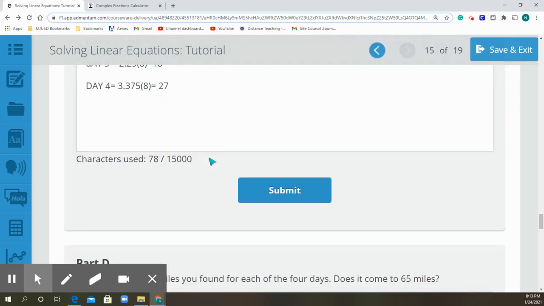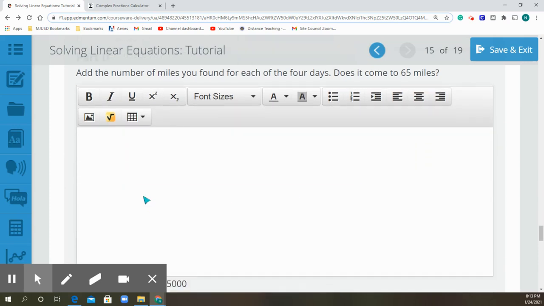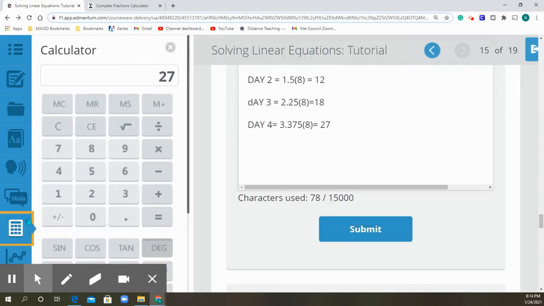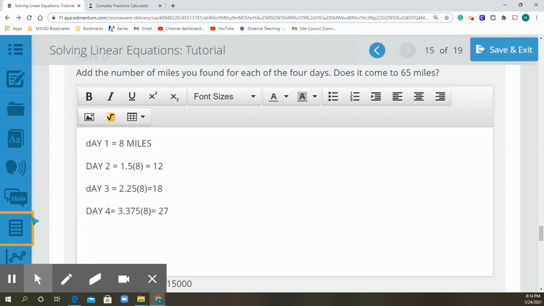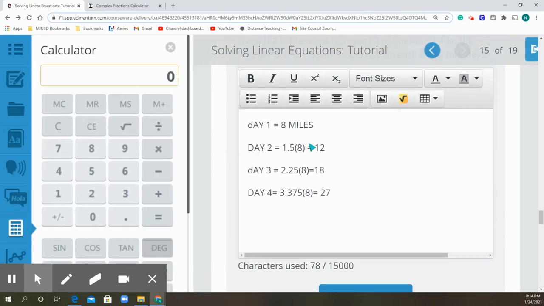So, there you go. Now, add the number of miles you found for each of those 4 days. Does it come out to 65? That's our check. Now, I don't know about you, but I cheat a little bit. I'm going to use the calculator. Hey, Siri, what is 8 plus 12 plus 18 plus 27? 8 plus 12 plus 18 plus 27 is 65.